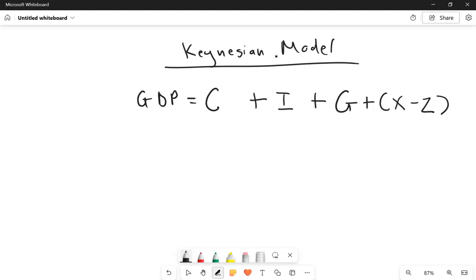So now this is showing you that I have components over here. The C is going to stand for household consumption. The I is going to stand for what? My investments, my savings. And then my G is going to stand for my government expenditure. Then I also have my exports and I have my imports.